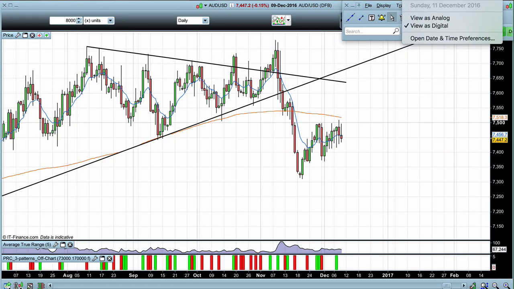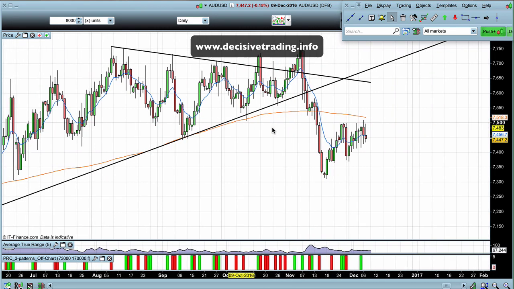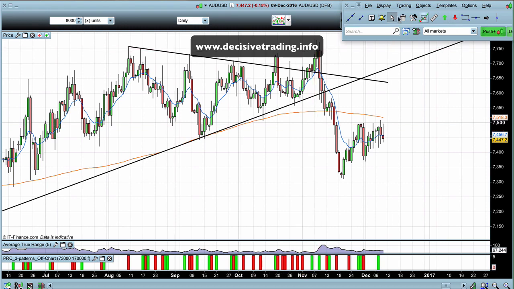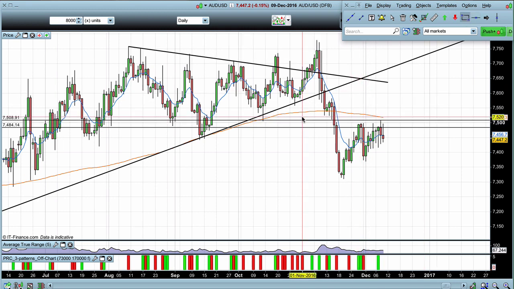It's Sunday the 11th of December, so let's have a look at the Australian dollar US dollar for the trading week ahead. Okay, so this market has basically just been chopping along for the last week. We're basically up at a strong level of resistance right here. Let's just mark it in.